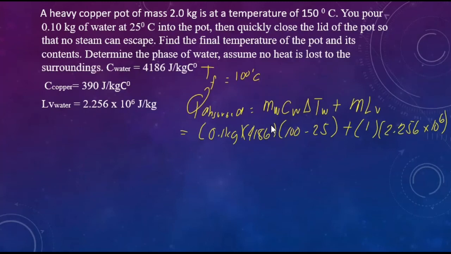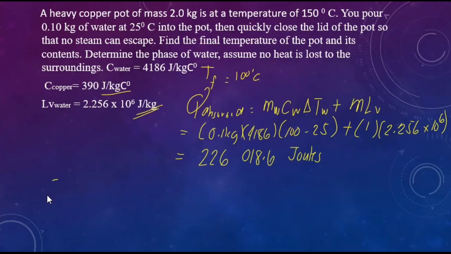Okay, let's check for the heat absorbed by the water. So the heat absorbed by the water is 39,000. Okay, so this one is equivalent to 226,018.6. Okay, the unit is in joules, since we have used the unit for C as joule per kilogram Celsius degree, and the unit for latent heat of vaporization is joule per kilogram, so our heat here is equivalent to joules.